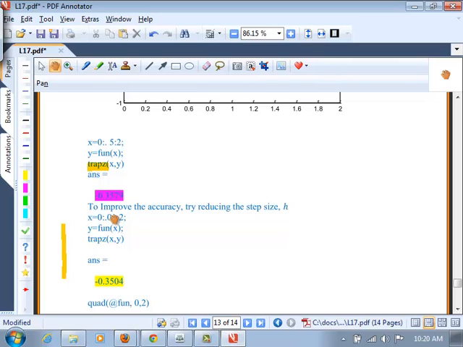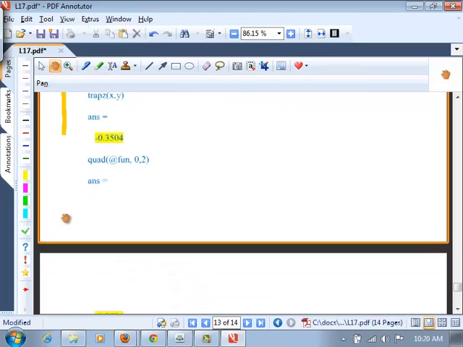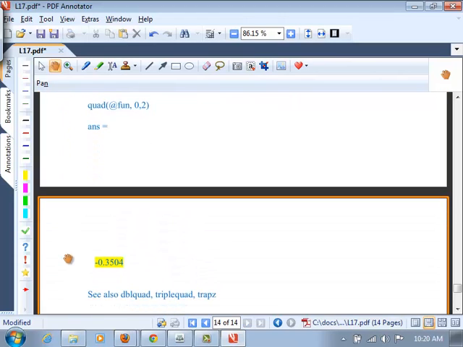What does quad do that trapz doesn't do? It uses adaptive quadrature. So it will initially put 4 points between the limits 0 and 2, get an integral. Then it will put 8 points, get an integral. It will compare these 2 integrals. If the difference is more than the tolerance that you have specified, it's going to put 16, then 32. So it continuously refines the number of grid points until it meets the tolerance that you have provided, that is, the 2 results do not differ by more than the tolerance.